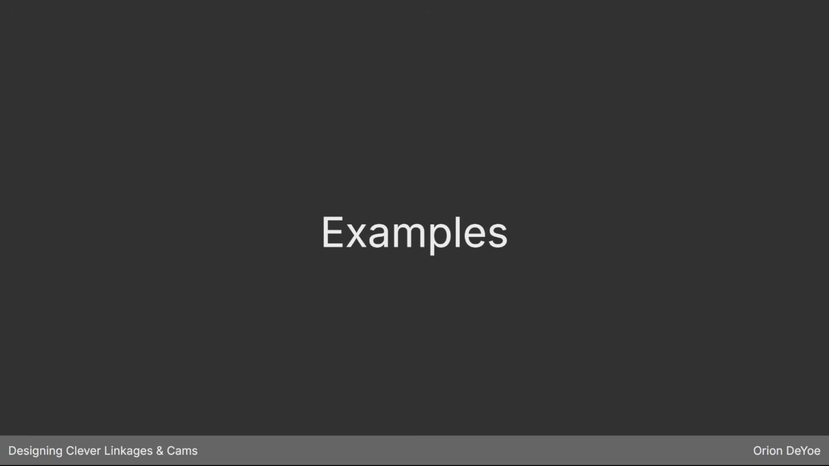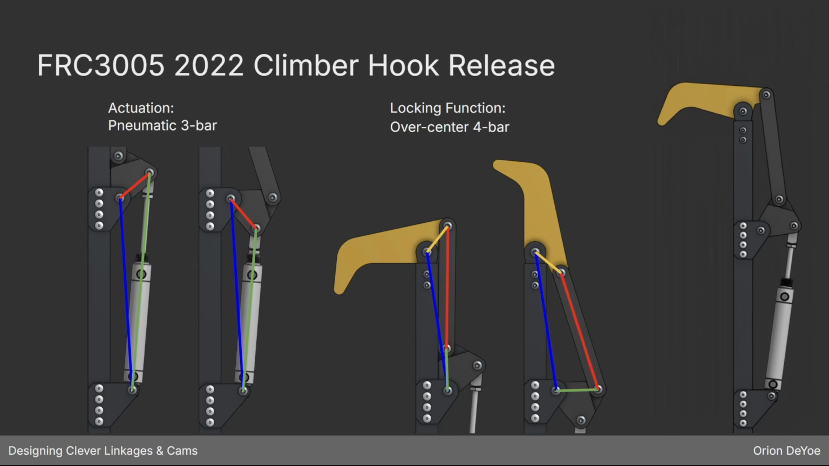All right, so we're going to talk about some examples from some 3005 robots from the past few years to look at how linkages and cams can be applied. On our 2022 robot, we had this hook on our climbing system that would basically open and close. We had an air cylinder that formed a 3-bar linkage, where we were using that 3-bar linkage to transform the linear motion of the air cylinder into a rotational motion of this little part here that is basically forming a bell crank.